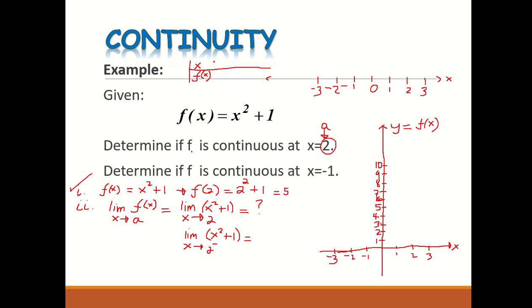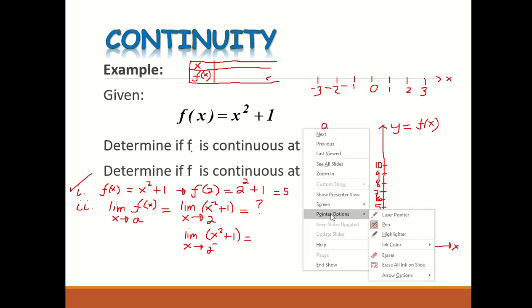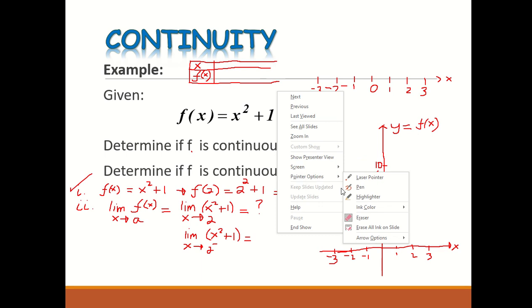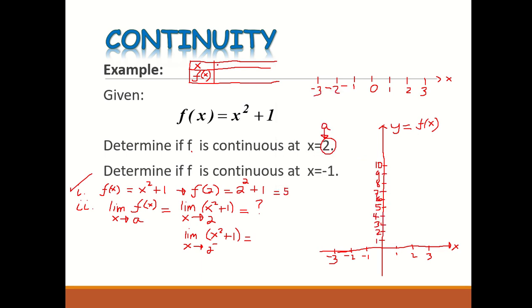So when x equal to negative 3, just look at our number line. When x equal to negative 3, what is our f of x? We just substitute this to our function. So when x equal to minus 3 squared, that is positive 9 plus 1. So this is 10.